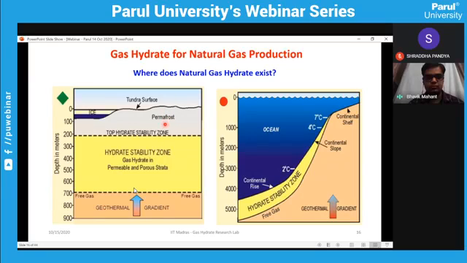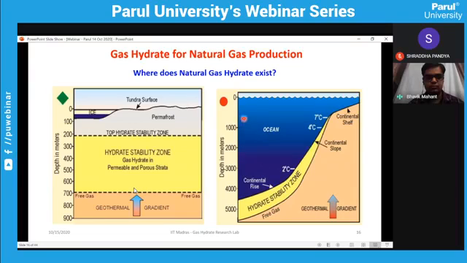If you want to go for the land zone, the gas hydrate will be around 200 to 700 meters deep. If you want to extract it, then you have to go that deep. And if you talk about the ocean, the marine environment, if you go for hydrate in the marine environment, then you have to go for 3,000, 4,000, 5,000 meters. It is very much beneath the earth.